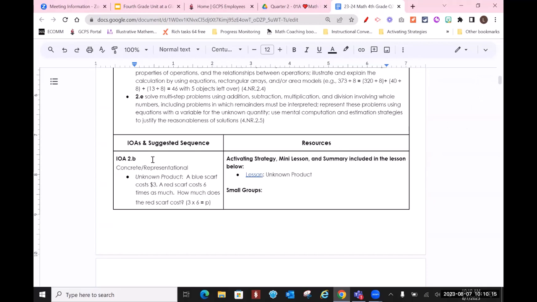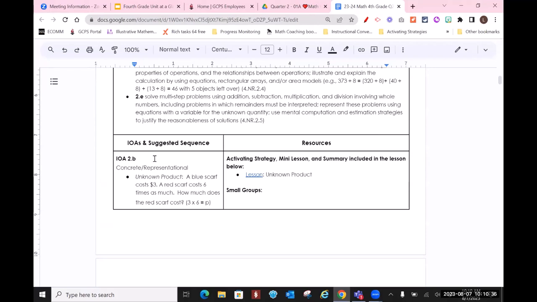The resources for each day are located on the right-hand side of the pacing guide. Resources include traditional lesson plans, task-based lessons, formative assessments, small group moves, student tasks, and any additional resources that are aligned to the learning targets for that day.